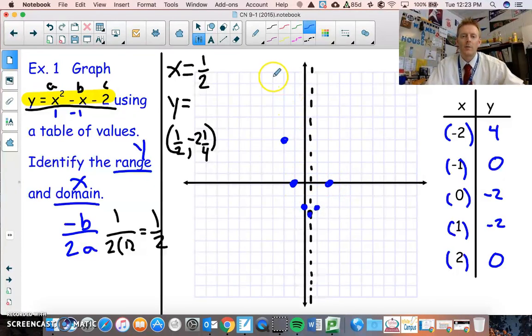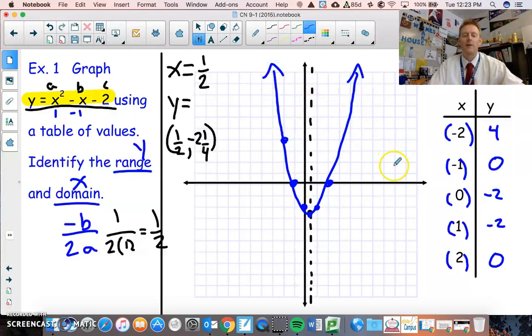Now, what I'm going to do is I'm going to connect my dots here, knowing that this makes a U-shaped graph. Even though it kind of looks like a V, it's a U-shaped graph, so don't make it V, make it a rounded turn. And that is my parabola.